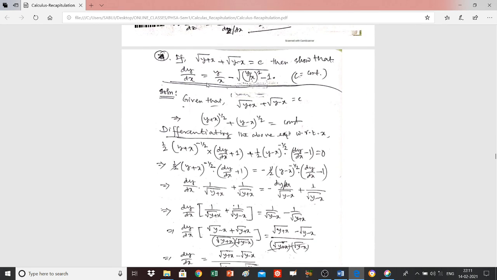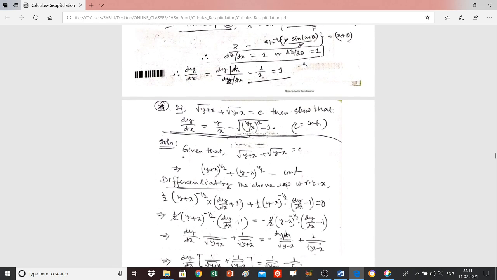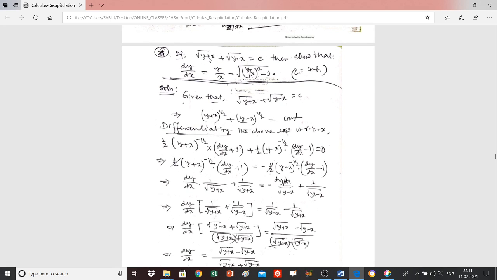Now another problem is here: root over y plus x plus root over y minus x, that is equal to c. So in this expression, the left hand side actually contains both terms, that is y and x, and this term is equal to c, that is f(x, y) equal to c.